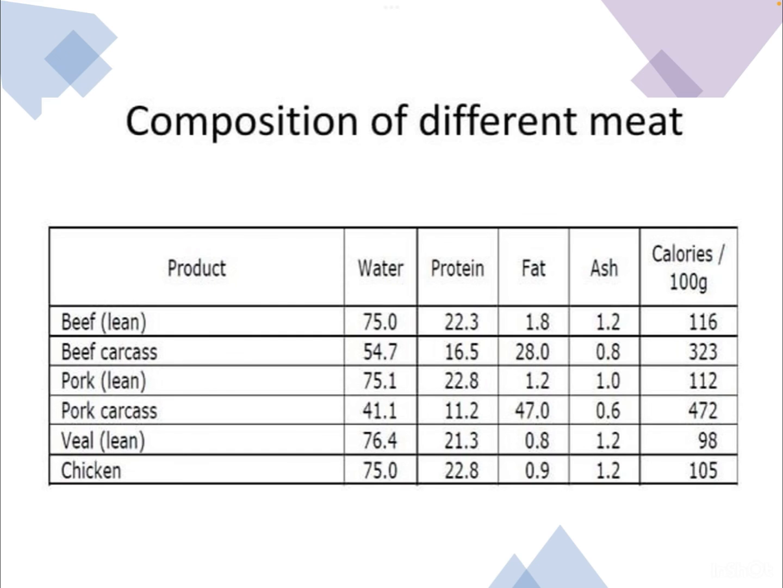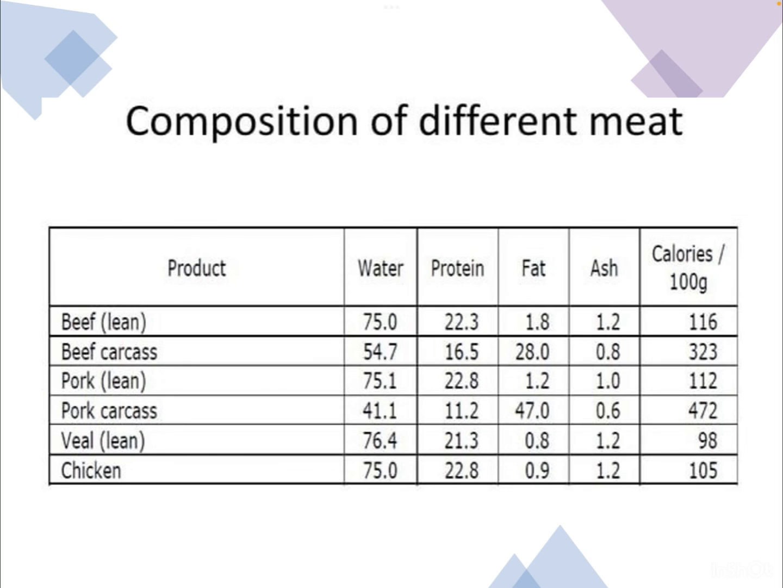Now, let us study the composition of different types of meat products. So, first we have lean beef, that is defatted beef, defatted portion of beef. So, the 75% is constituted by water, 22.2% is by protein, 1.8% is for fat, 1.2% is for ash or minerals, and calorie per 100 gram is 116. Beef carcass has 54.7% moisture, 16.5% protein, 28% fat, 0.8% mineral, and 323 calories. Lean pork has 75.1% moisture, 22.8% proteins, 1.2% fat, 1% ash, and 112 calories per 100 gram. Pork carcass has 41.1% moisture, 11.2% protein, a whooping 47% of fat, 0.6% mineral, and 472 calories per 100 gram.